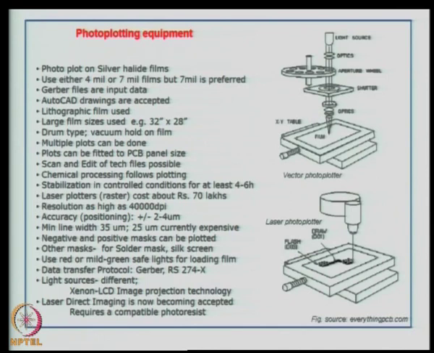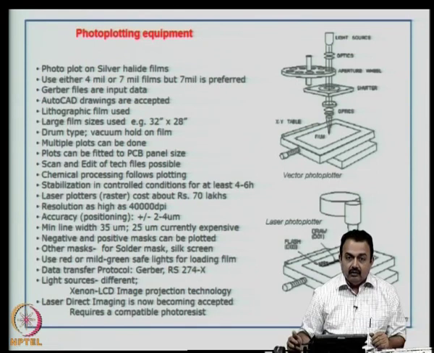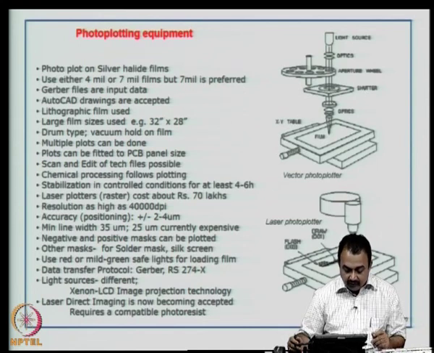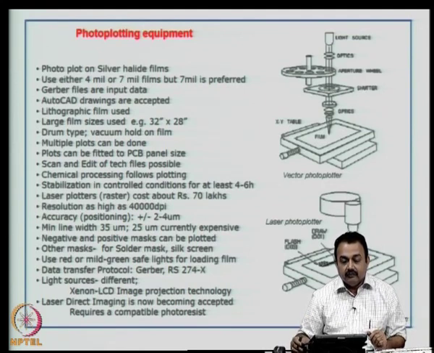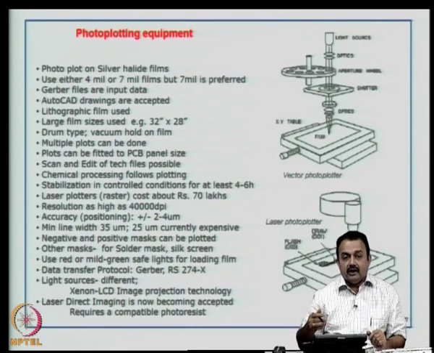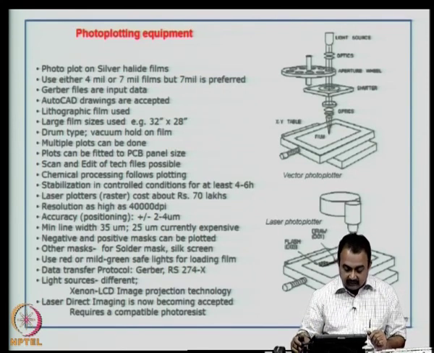You can directly create negative and positive masks. Other masks for solder mask and silk screen can be generated. You have to use red or mild green safe lights for loading the photographic film, because otherwise if you have white light, the material will be exposed to white light and then the material will be degraded. So, you have to use the recommended red safe light in the lab where you are using the photo plotting equipment, and this continues for loading the film and until the photographic chemical process is complete.